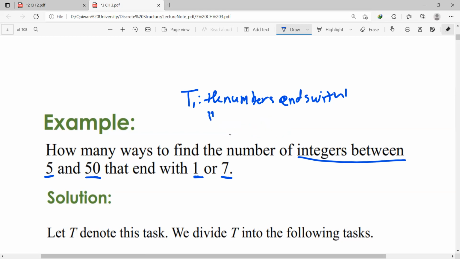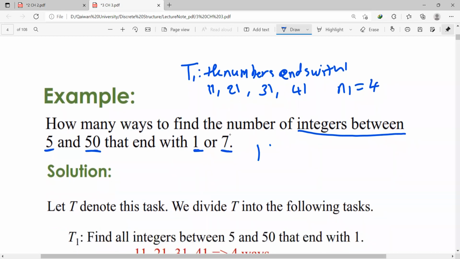Here we have 11, 21, 31, and 41. In how many ways can I pick a number which ends with 1? 4, because we have 4 numbers here. We are going to choose among 4 numbers. It could be 11, it could be 21, it could be 31, and it could be 41. That means here, N1 equals 4.